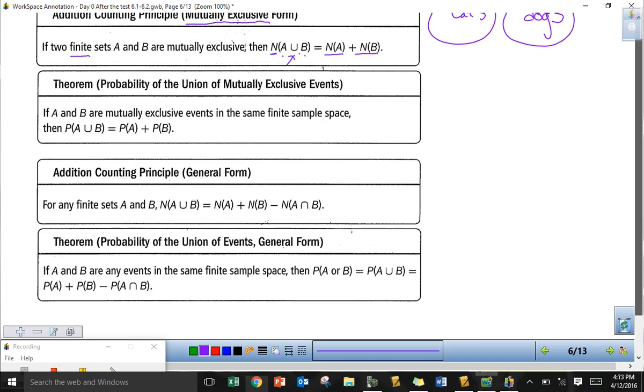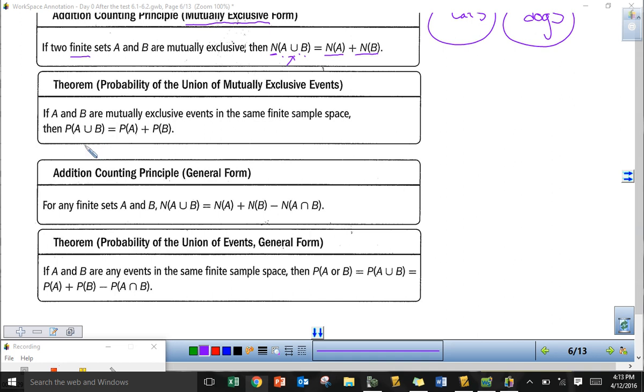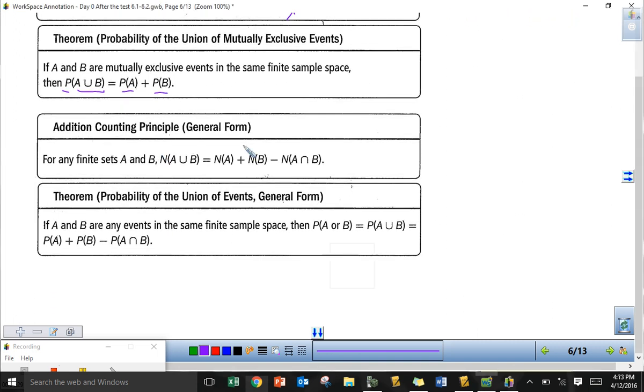Okay, it works the same way for probability. The probability of the union is just going to be the probability of event A happening added to the probability of event B happening. This is different from when 2 events are not mutually exclusive. So there's some sort of overlap or some sort of intersection going on.